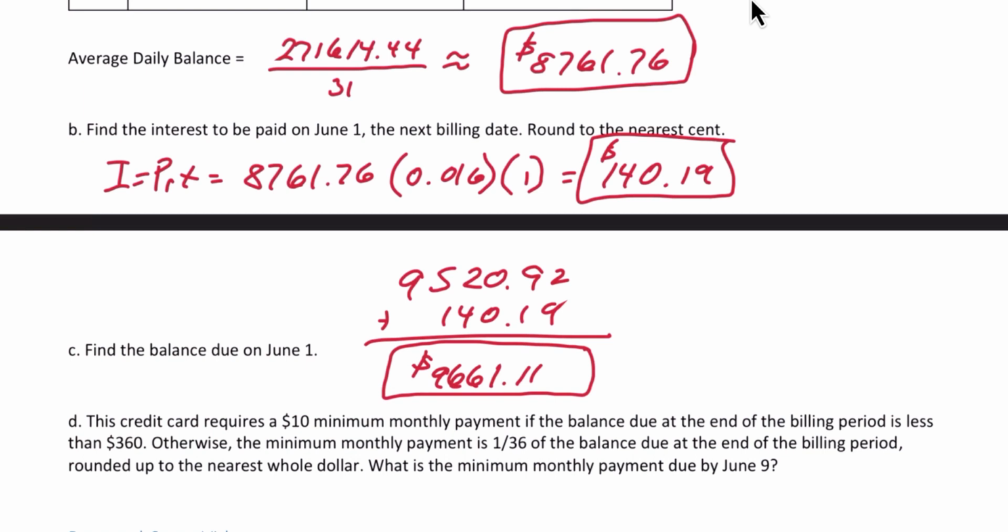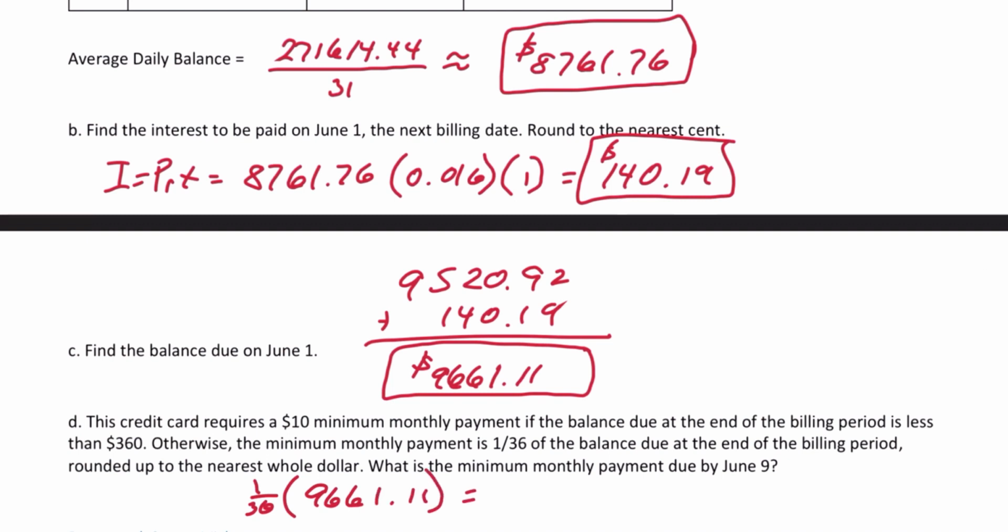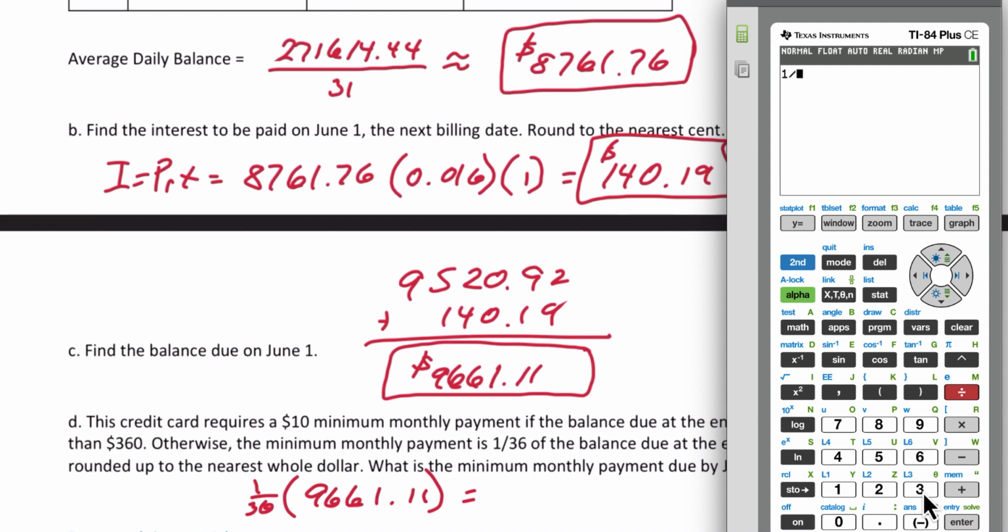Since we are definitely over $360, we have 1/36 times 9,661.11, and they want us to round up to the nearest dollar. So we get $269 as the minimum due.